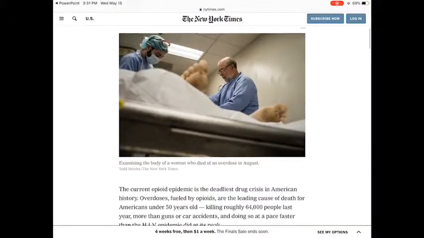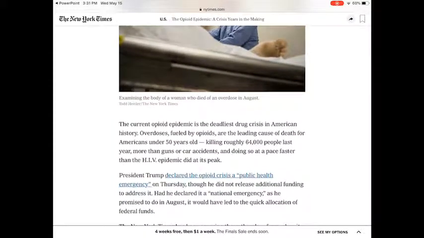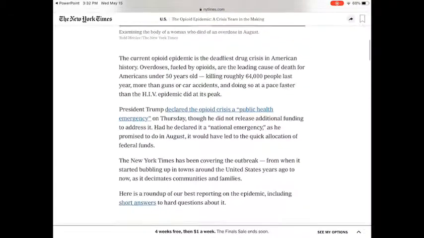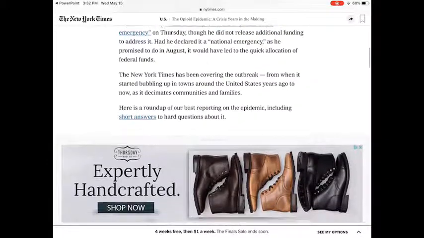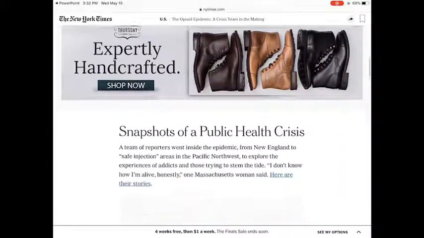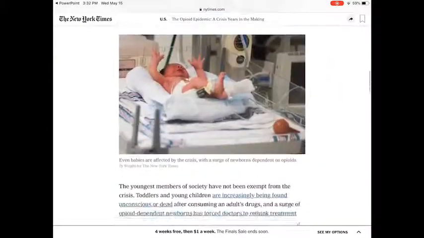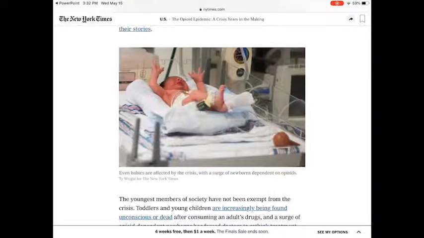So an example here, it talks about how overdoses are the leading cause of death for Americans under 50, killing about 64,000 people last year. So that would have been in 2016, doing so at a pace faster than the HIV epidemic did at its peak, which is pretty staggering. President Trump has declared the opioid crisis a public health emergency, although funding has been a little bit slower to follow. So there's a lot of different snapshots here, different populations that are affected.